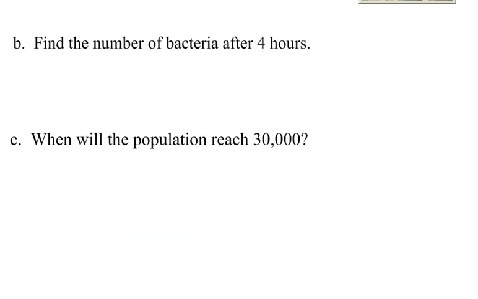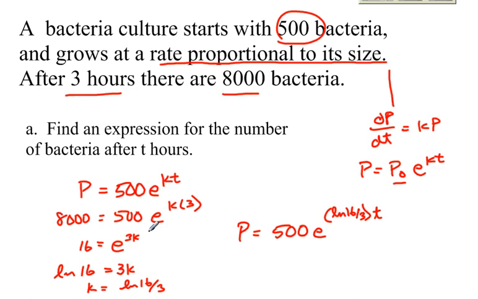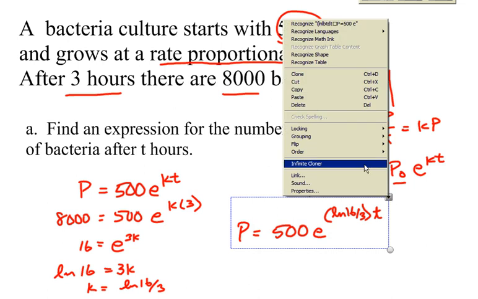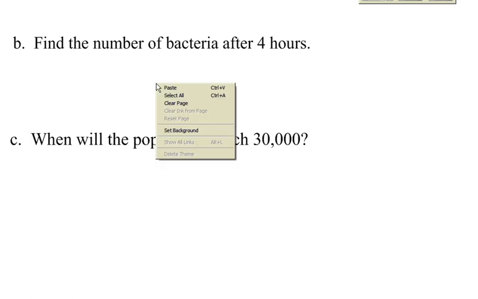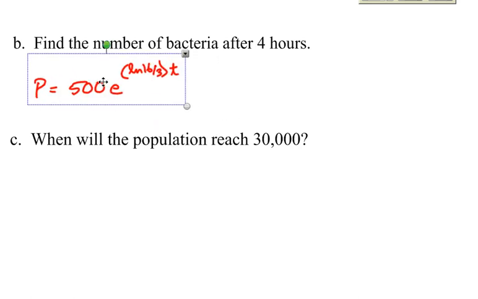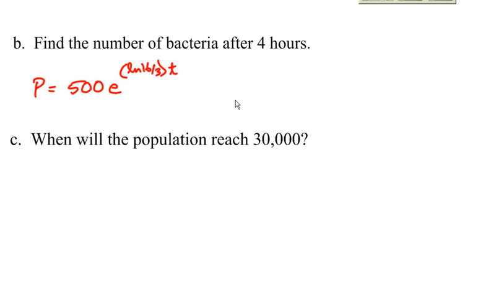Okay, part B asks us for the number of bacteria after 4 hours. Let's grab that equation we had here. We're going to copy that and bring it over here, and paste it in. And all I have to do now is plug in 4. So P equals 500 e to the natural log 16 over 3 times 4. And now it's just calculator work.